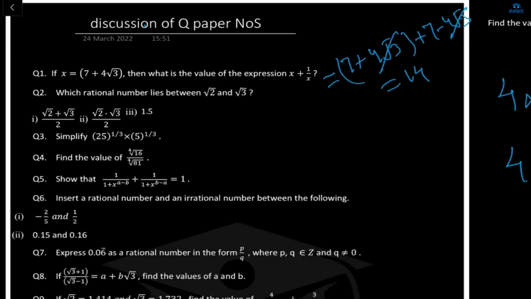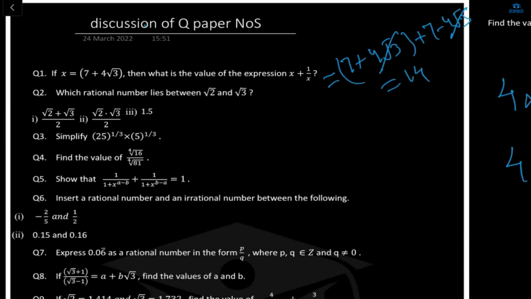Wait. No, wait. Between root 2 and root 3 we need to find a rational number. Okay, root 2 is equal to 1.414, root 3 is equal to 1.732. Between this, you can find any number like 1.445. You can write 1.5. Like this you can write. Now, for the second one, you can have various rational numbers. It cannot be fixed that only one rational number will be there between this. In fact, I told you there are infinite rational numbers between two rational numbers. There are infinite irrational numbers between two rational numbers.